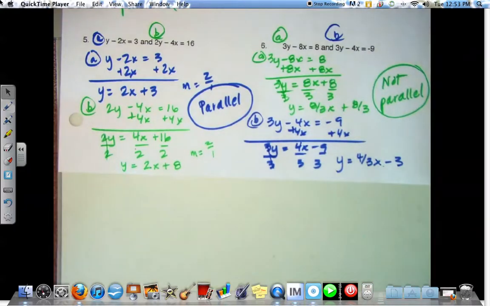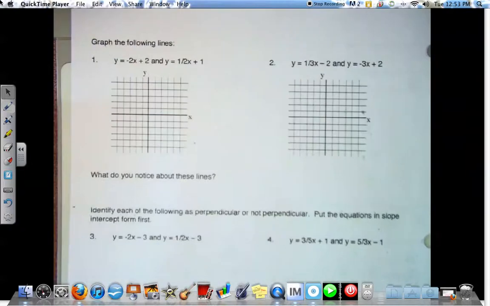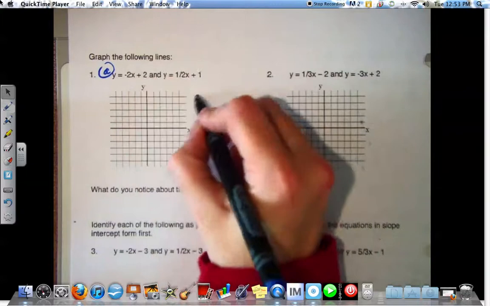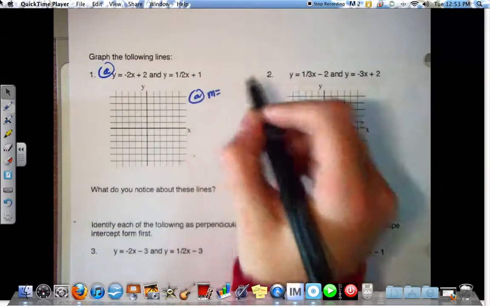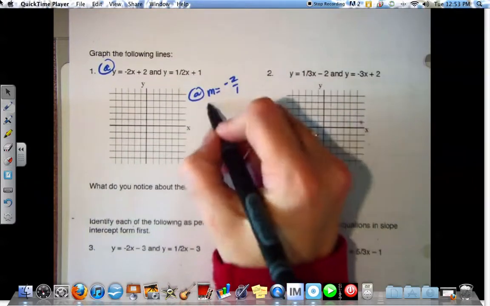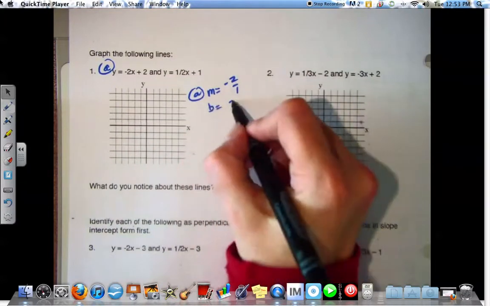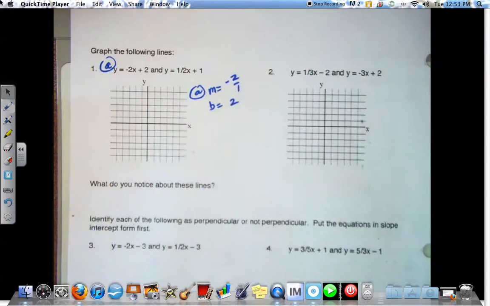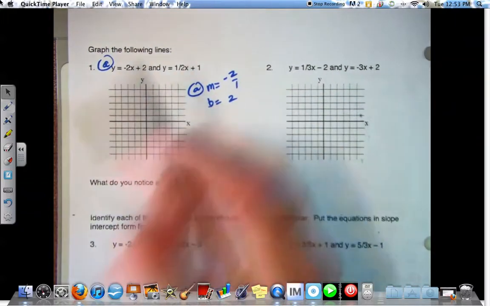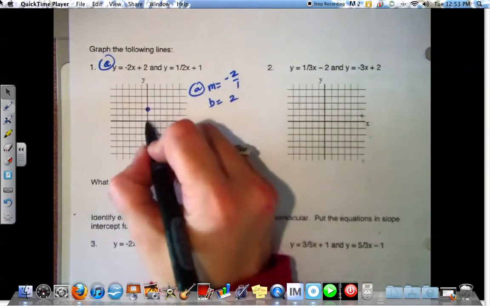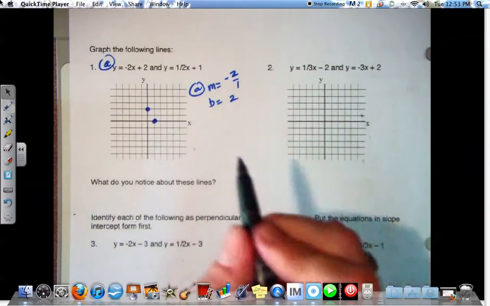Questions? All right, graph the following lines. So for the first one, what's your slope? And your y-intercept. So we start at 2, down 2 and over 1.